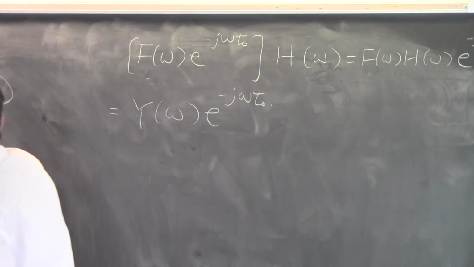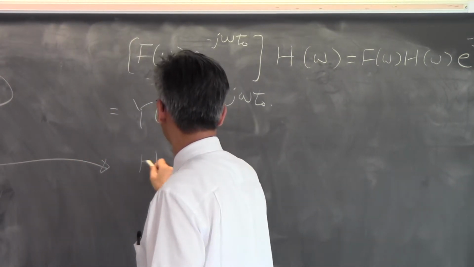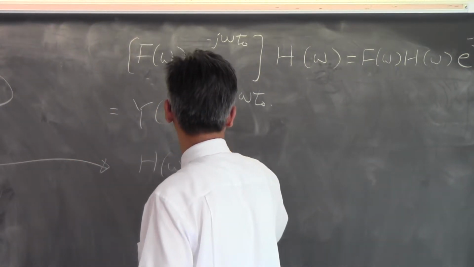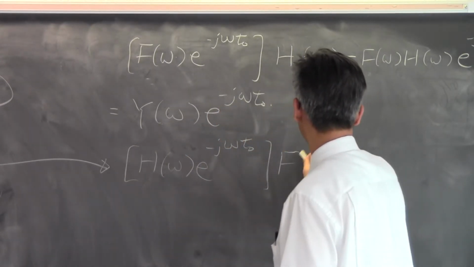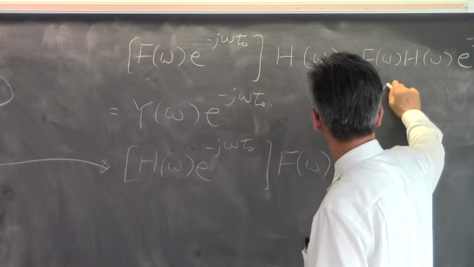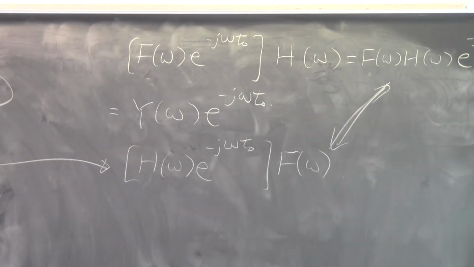Now if I were to take the Fourier transform of this one, it will be H of omega e to the minus j omega t naught times F of omega. It's the same as that one over there. So you don't have to delay both of them. You just need to delay one of them in the convolution. That is the shifting property.